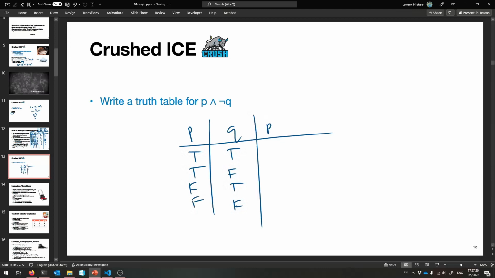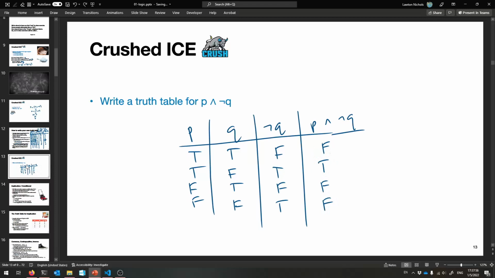And then we have P and not Q, but another intermediate thing might be not Q, right? Let's do that. So false, true, because we're negating everything here. And then we can finally bring it together. P and not Q. So I'm going to AND together this column and this column. What's true and false? That's false. True and true. That's true. False, false. Okay, so it looks like it's only ever true once. If P is true and Q is false. All right, so that's the truth table.